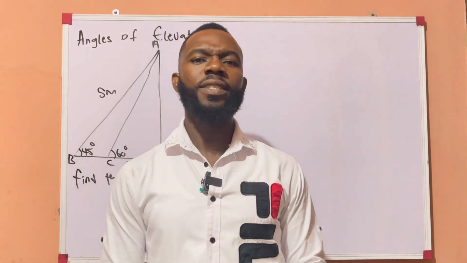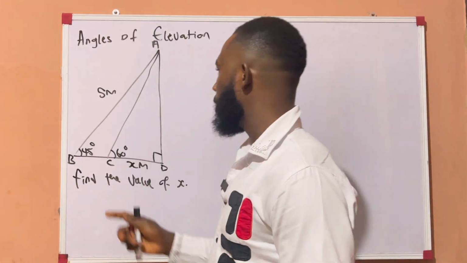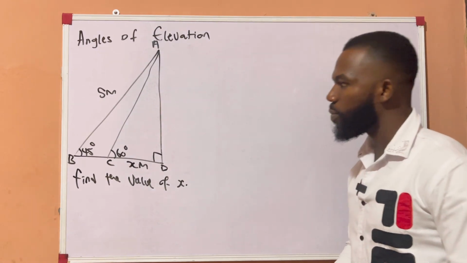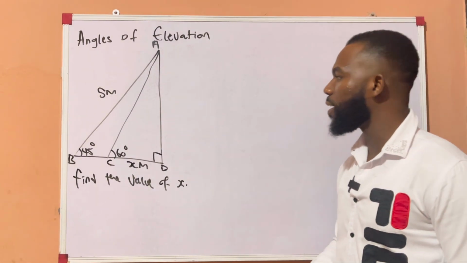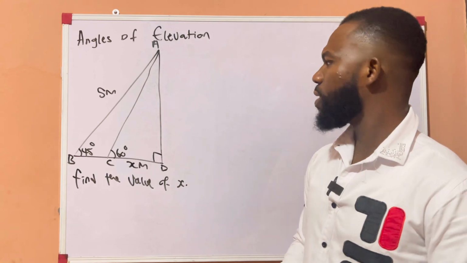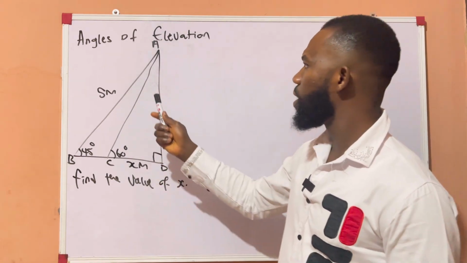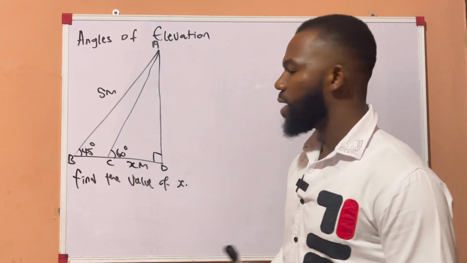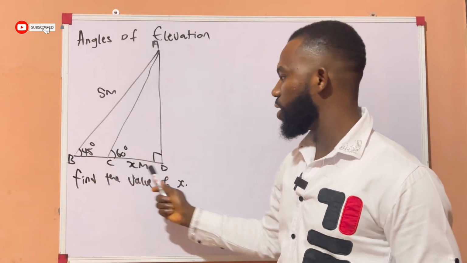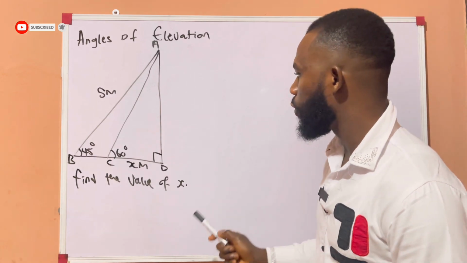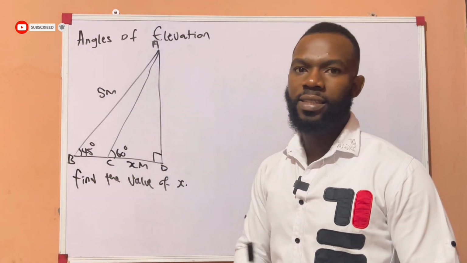It is your favorite presenter, Jeff Nino, and today we have a question on the board which we are going to be solving. If you take a look at the question very closely, you will notice that we have two right angle triangles here. The first one is ABD, and the second is ACD. Now we are told to look for line CD, which is x meters.